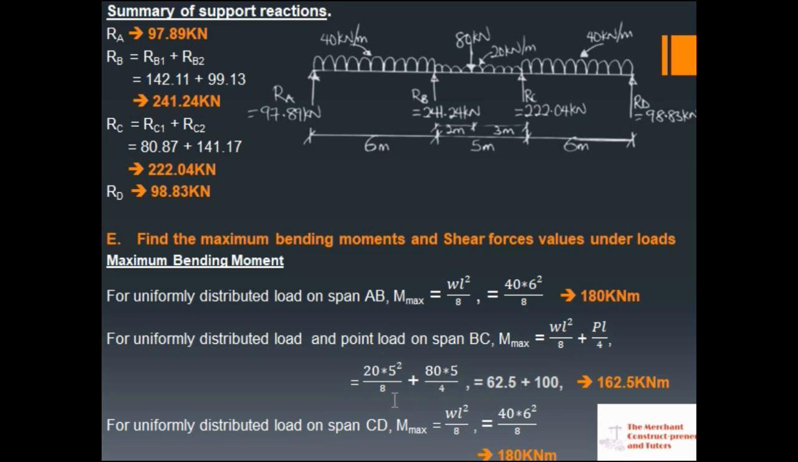Okay. So when you manipulate it, you add them together. Since they are both acting in unison to the effect, we now produce 162.5 kN. Then for span CD, you have 40 and 6. So this is the expression W squared by 8. You have this 180 kN. Are we good? So we move to the next.